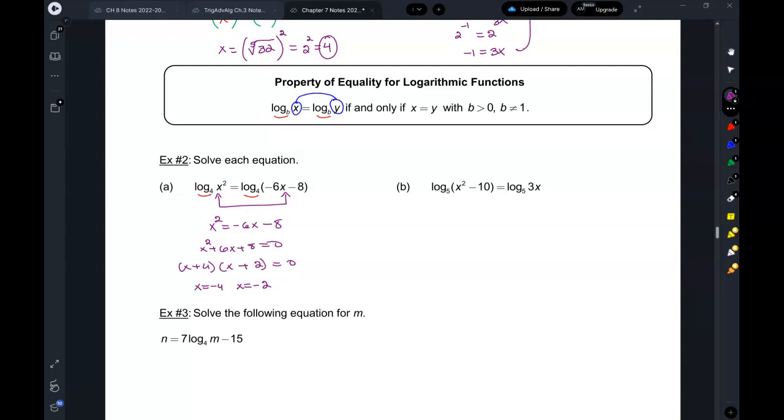But when you solve logarithmic equations, you always have to check for extraneous solutions. So here we have to check. Put in x equals negative 4. We get log base 4. Negative 4 squared is 16. And we want to see, does this equal log base 4 of negative 6 times negative 4, which is 24, minus 8? Oh, it's log base 4 of 16. So those do equal each other.